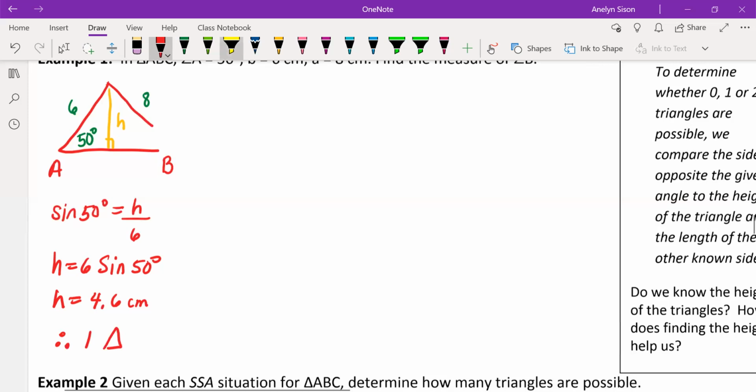So in here, I'm going to write it in different colors. We know here, our A is greater than the height, and our A is also greater than the B, the other side given. And so we get one triangle.